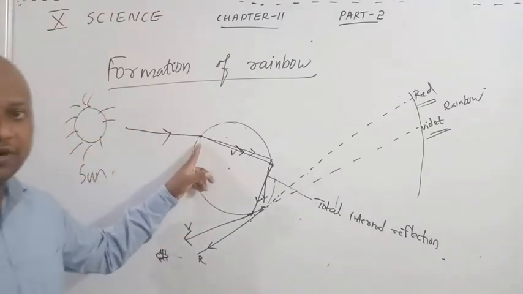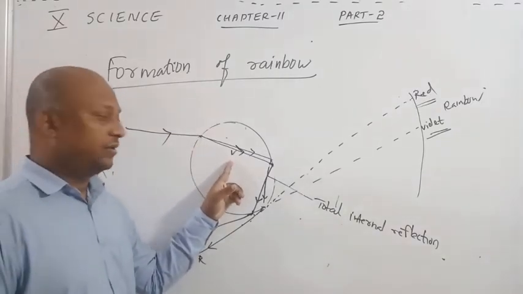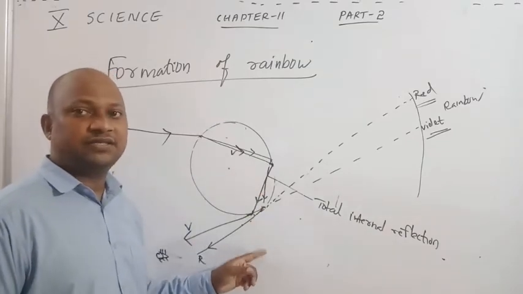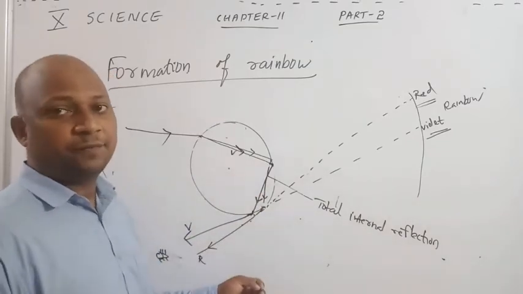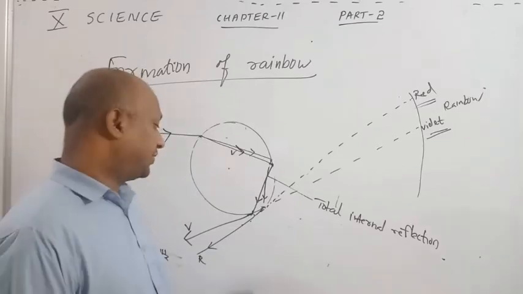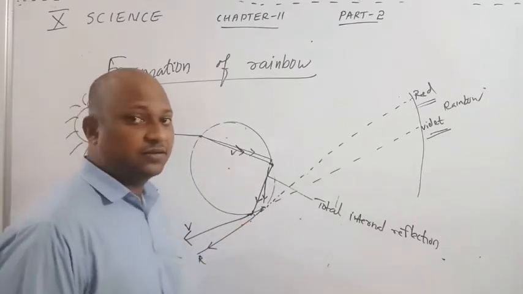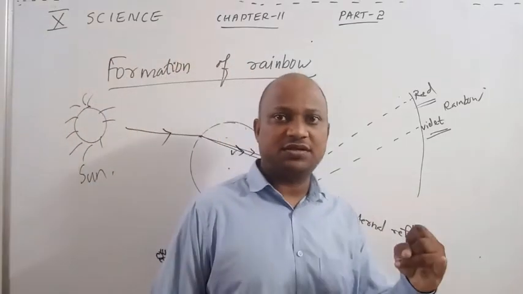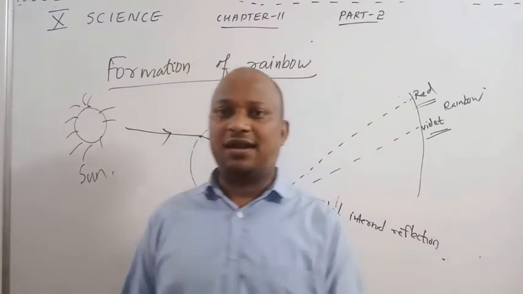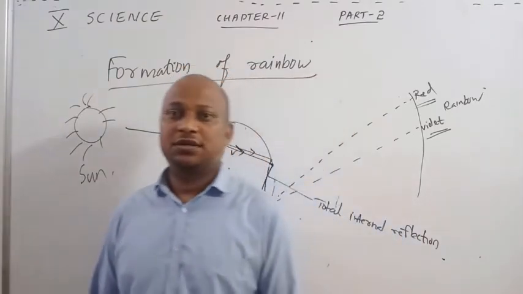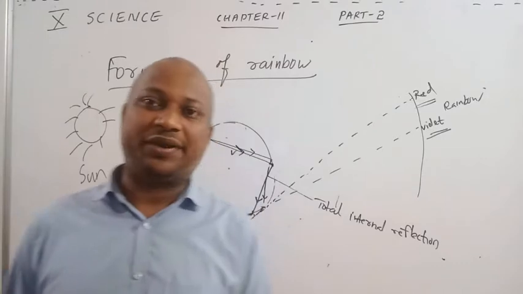So here refraction is happening and dispersion of light also. And here, because of refraction, dispersion of light is happening, but total internal reflection is also happening, and here again dispersion. So dispersion, total internal reflection and dispersion. So these are the three steps.